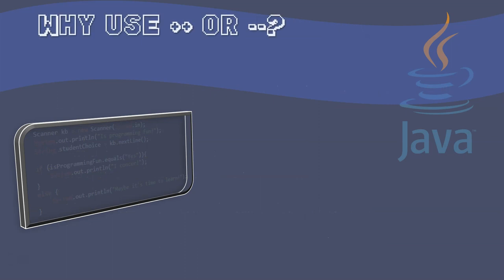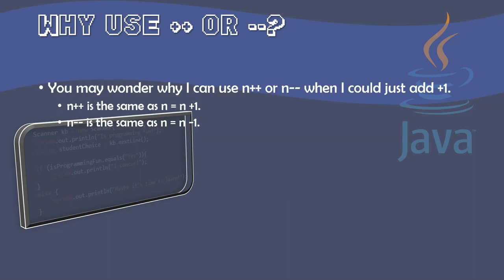Now, there is one other thing to ask ourselves. Why do we have this plus plus or this minus minus? Because you might be thinking, okay, we're just adding 1. Why is this so special? Because we can just add 1. Or maybe I want to subtract. Well, can't I just add 1? That's true. n plus plus is the same thing as saying n equals n plus 1. And n minus minus is exactly the same as saying n equals n minus 1. So they are the same thing.